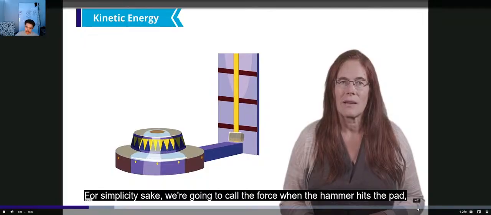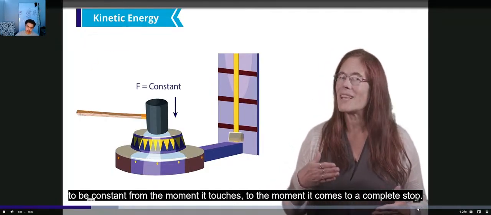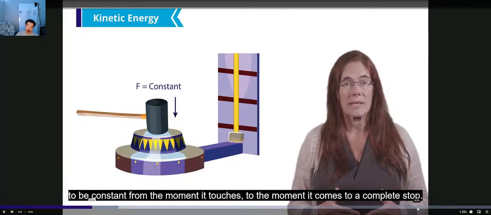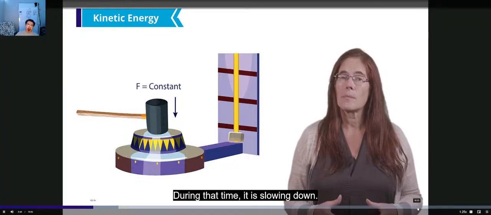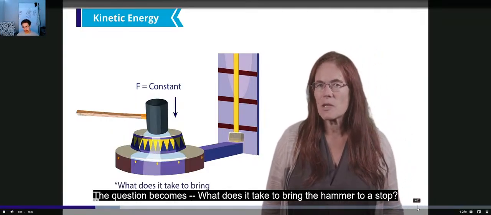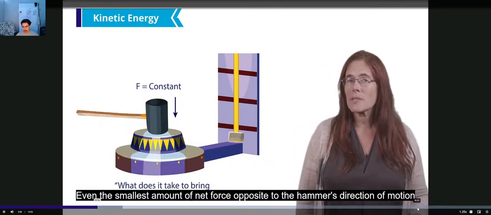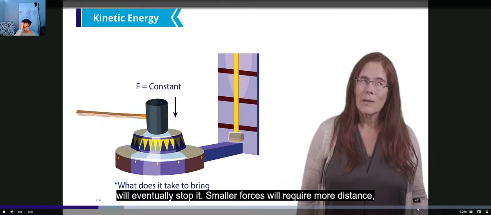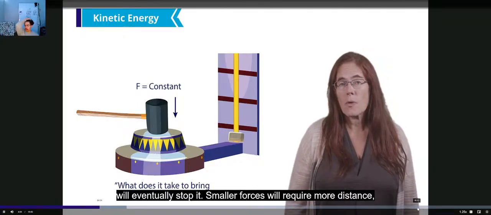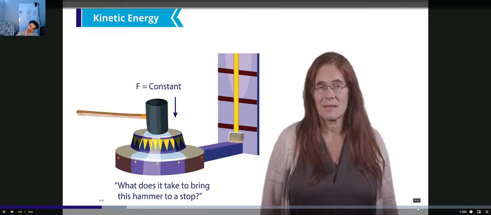Consider what this means for a moving object, like the hammer we swing in the high striker game. For simplicity's sake, we're going to call the force when the hammer hits the pad to be constant from the moment it touches to the moment it comes to a complete stop. During that time, it is slowing down. The question becomes, what does it take to bring the hammer to a stop? Even the smallest amount of net force opposite to the hammer's direction of motion will eventually stop it. Smaller forces will require more distance. Larger forces will require less distance.